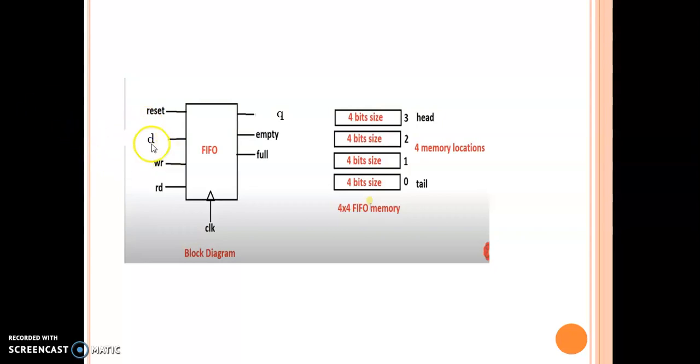D is the input pin. Write is a mode selection pin: when write is 1, we are going to write into memory, and when read is 1, we can read from the memory. Q is the output pins. Empty is an output pin that indicates the memory is empty, and full is also an output pin which indicates the memory is full when the respective pins are high. Now we will switch to Xilinx to simulate the FIFO memory.